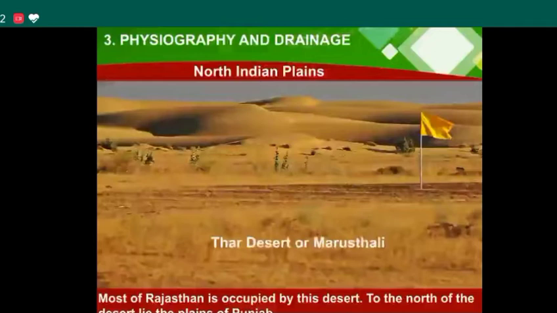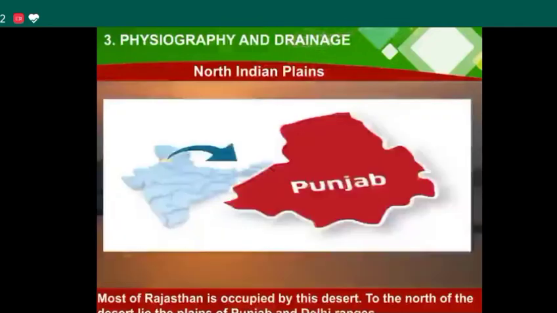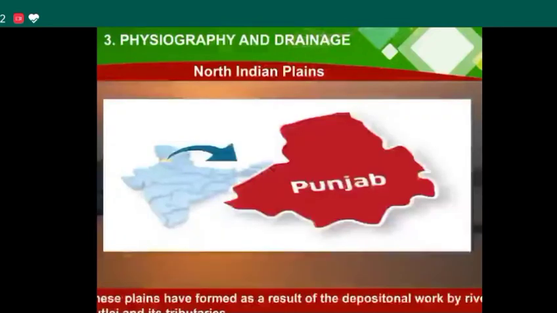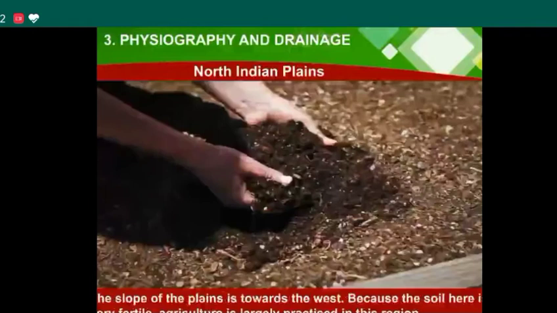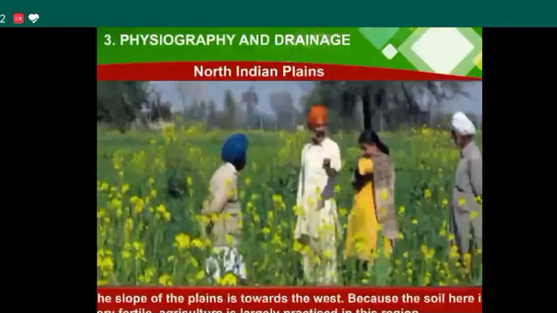To the north of the desert lie the plains of Punjab and Haryana. These plains have formed as a result of the depositional work by rivers. The slope of the plains is towards the west. Because the soil here is very fertile, agriculture is largely practiced in this region.